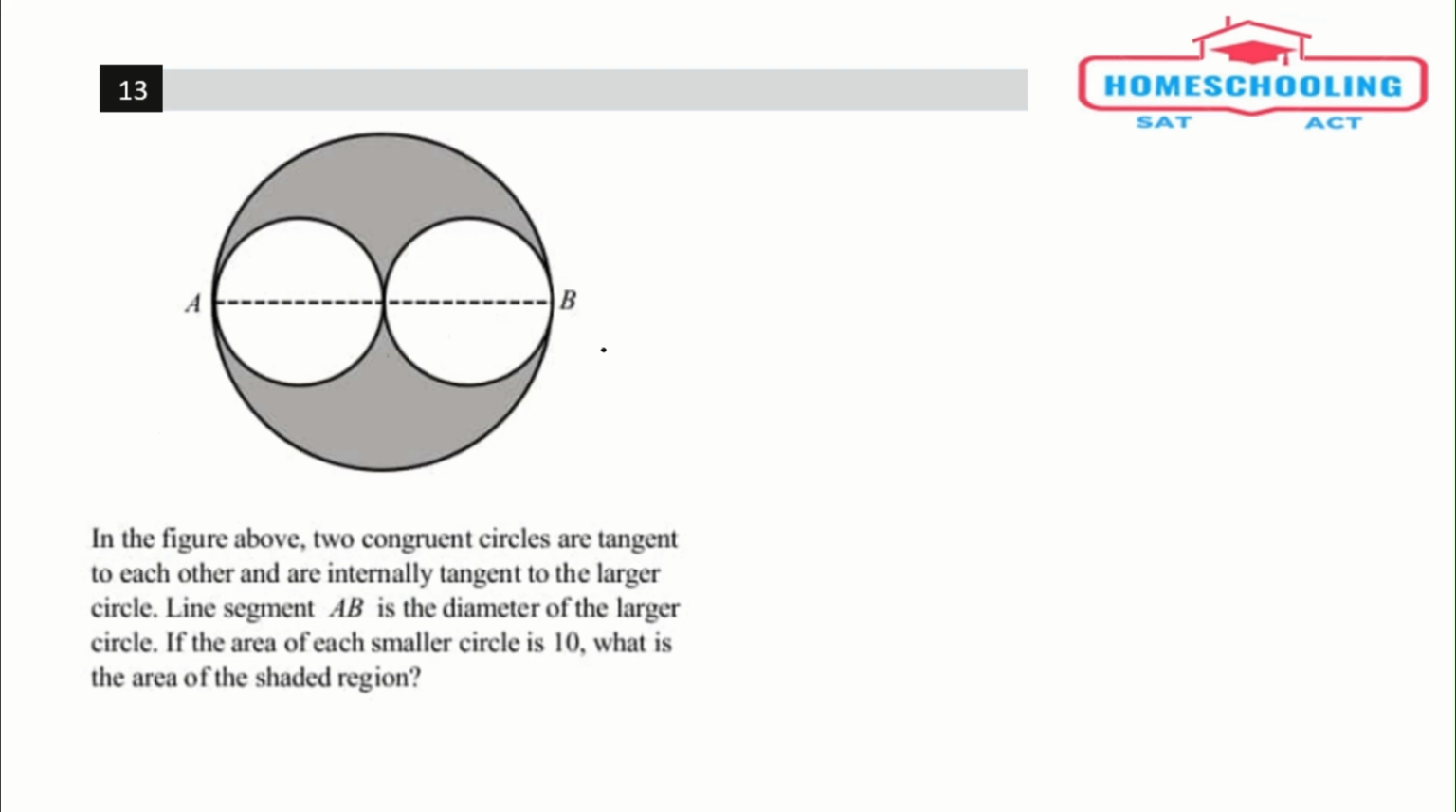Question number 13. In the figure above, two congruent circles are tangent to each other and are internally tangent to the larger circle. These two are similar circles, and there is a larger circle outside. They are internally tangent to the larger circle. Line segment AB is the diameter of the larger circle. If the area of each smaller circle is 10, what is the area of the shaded region?